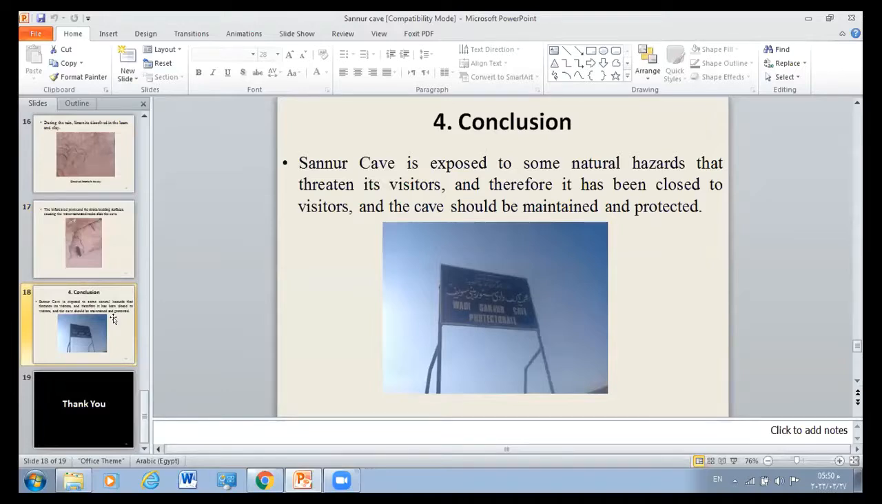Conclusion: Sannur Cave is exposed to some natural hazards that threaten its visitors, and therefore it has been closed to visitors, and the cave should be maintained and protected. The importance of this cave is due to the scarcity of this natural formation in the world, and the reserve is considered a global cultural site for researchers and studies in the field of geography and geology. And these studies will help to discover future mineral resources.